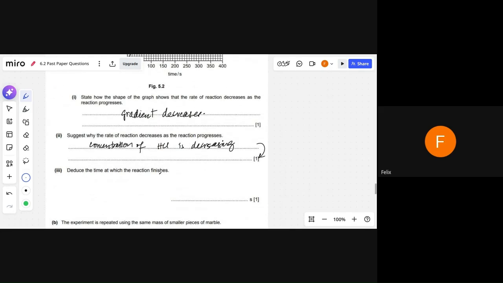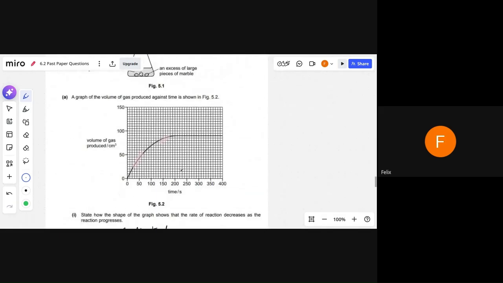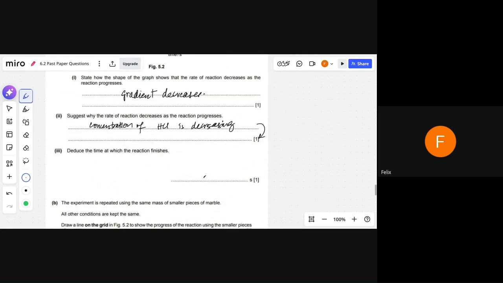So deduce the time at which the reaction finishes. You have to look at where the curve becomes horizontal, like a straight line, then it means the reaction is complete. So it is around 200 seconds, right? You can see that from this point onwards it is becoming straight. So yeah, all right, 200 seconds.